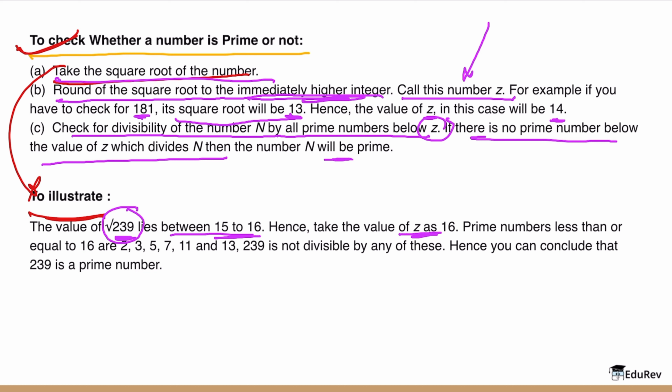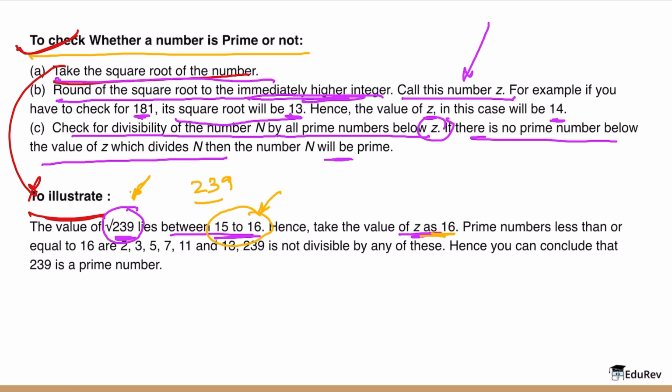So basically what they are trying to say is, suppose you have taken a number, and that number in this example is 239. Now you have to check whether 239 is a prime number or a composite number. So first of all, you need to take the square root of 239. Now the square root of 239 is somewhere between 15 and 16. That means you have to take your immediate higher integer, which between 15 and 16 is obviously 16. So your z has to be 16.